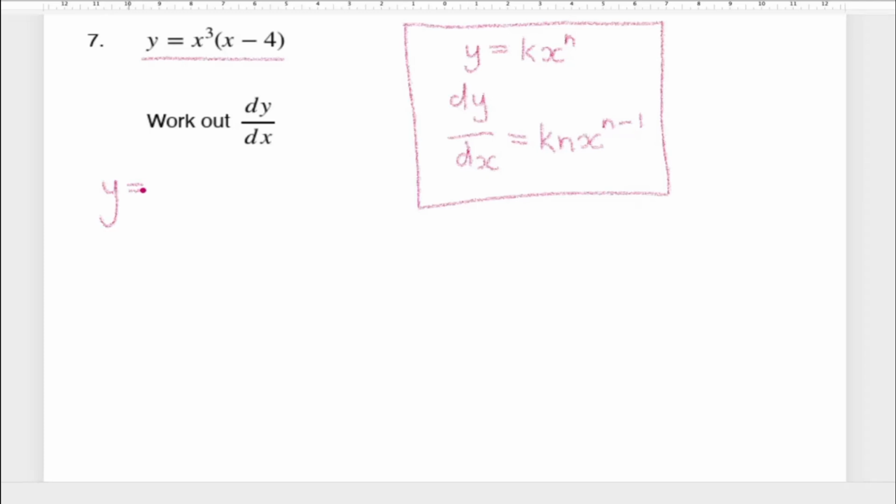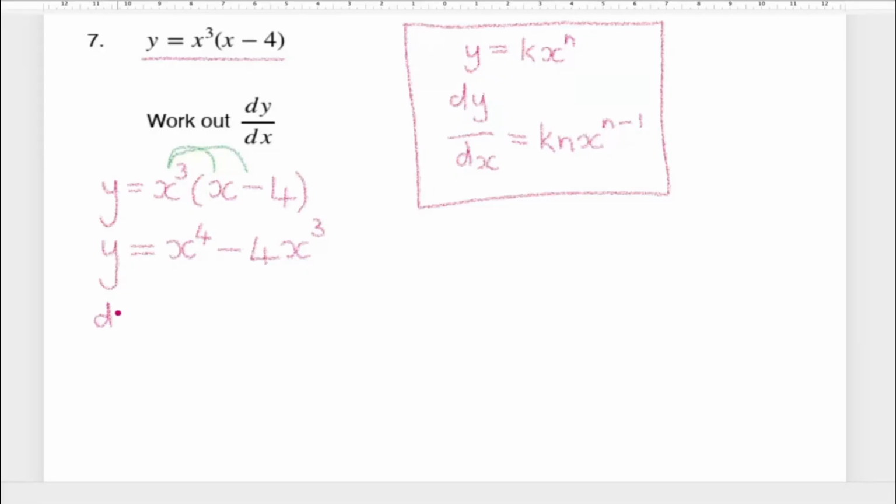y equals x cubed multiplied by x minus 4. So what I'm going to do now is expand the brackets. x cubed multiplied by x is equal to x to the power of 4. x cubed multiplied by negative 4 is equal to what? It's equal to negative 4x cubed. Now I'm going to find the derivative.